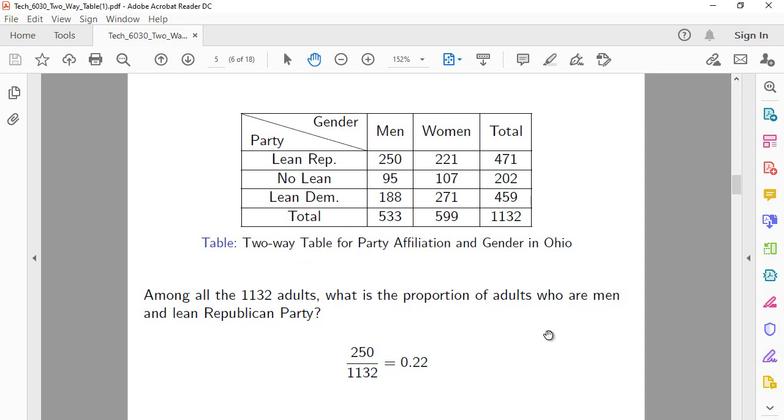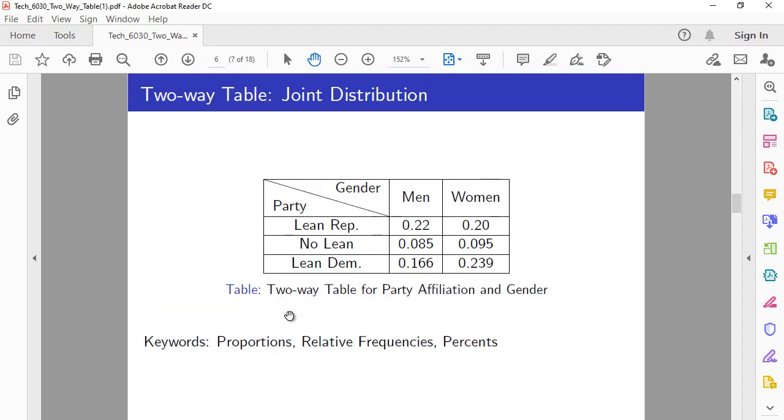So what I'm going to do now is divide the count in each cell by the total number of adults. And that's going to give me the proportion for each of the cells. So here's what I get. These are all the proportions now. This table is known as the joint distribution of the two variables.